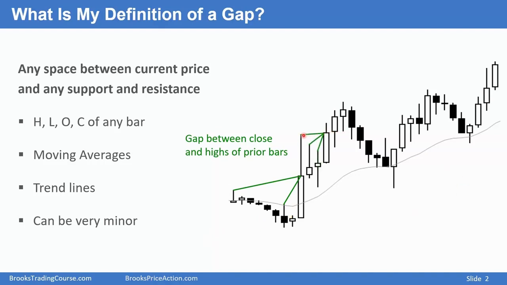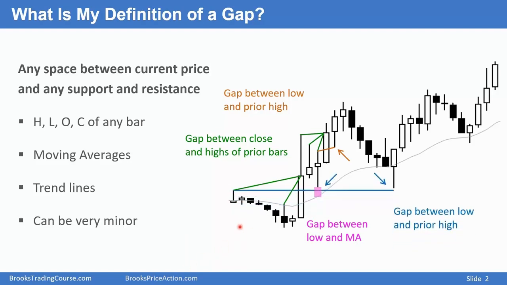The close of this bar is slightly above the high of this bar, a gap between this close and these highs as well. The low of this bar did not fall below the high of this bar, and therefore there's a gap here. Here's a moving average. It doesn't matter what moving average. There's a space between the low of this bar and the moving average. That is therefore a gap. There's a space between the low of this bar and that high, so that's a gap. There's a space between this low and that high, and therefore another gap.